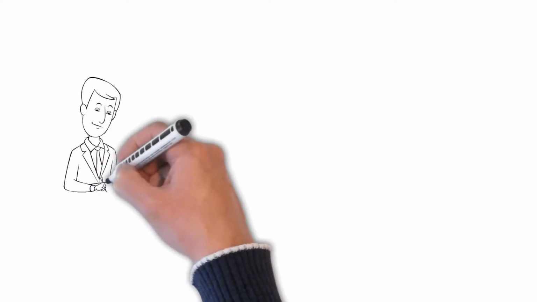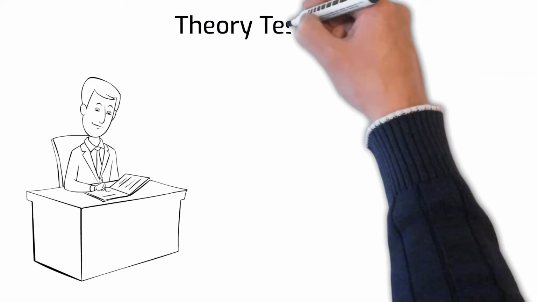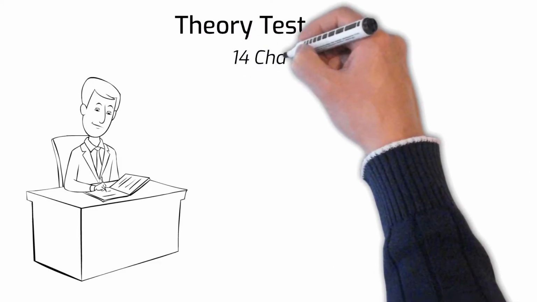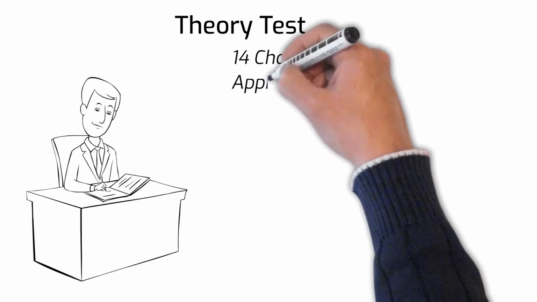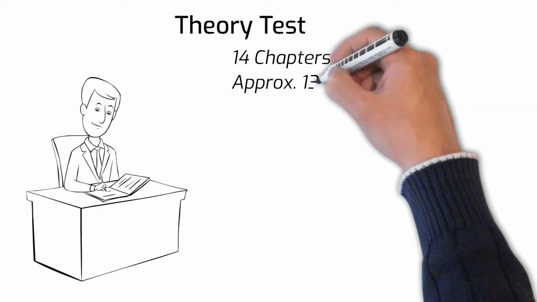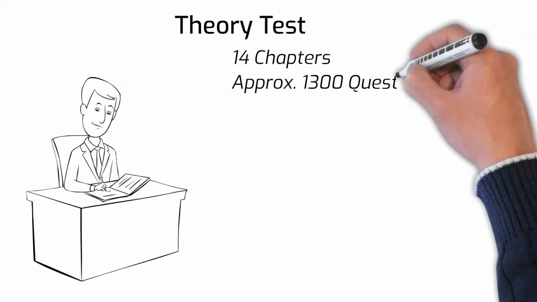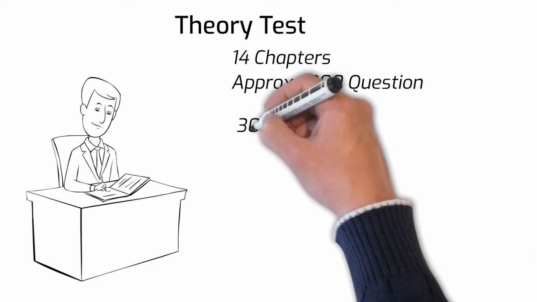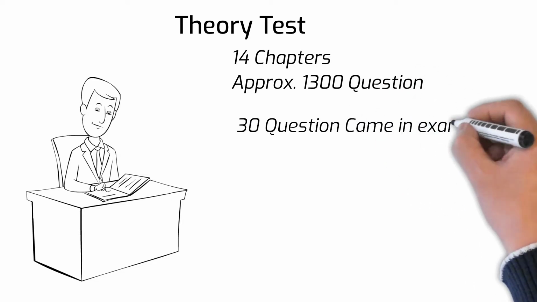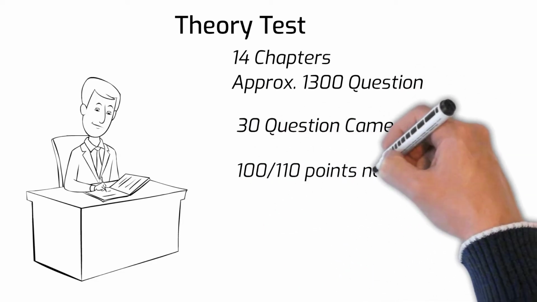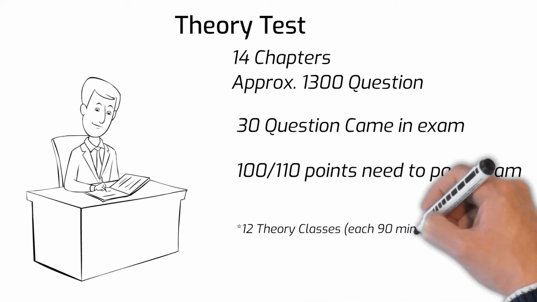The theory test comprises 14 chapters, which consist of different German rules and the general road discipline one needs to follow while driving a car. This test consists of 30 questions, which come from approximately 1300 questions of the question bank you can find on any driving license preparation portal, website or service. These 30 questions carry 110 points, and to pass this exam you need at least 100 points.